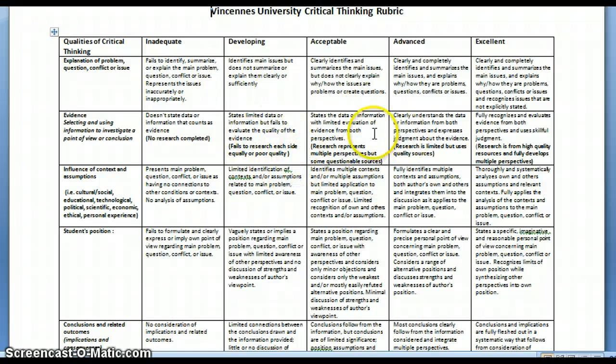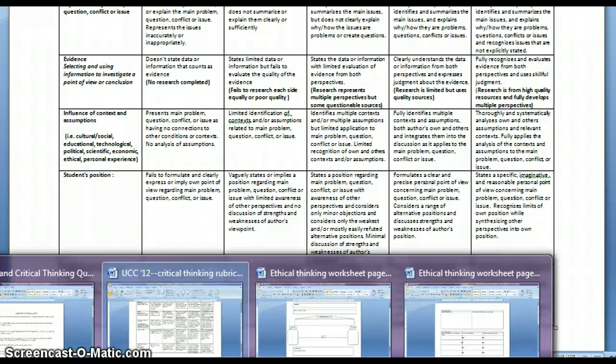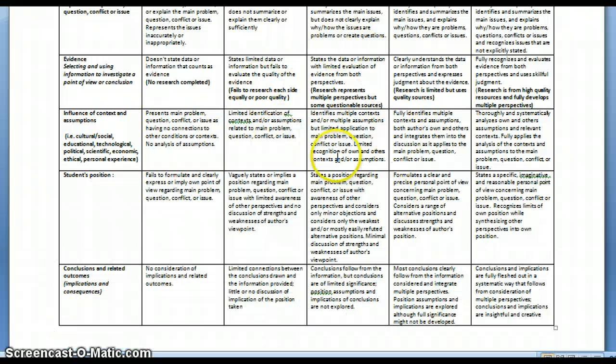Here we have evidence. Can you give the facts and evidence that support your viewpoint as well as supporting the opposing viewpoint? And then when you get down to conclusions and related outcomes, are you able to see the good and the bad of your viewpoint as well as opposing viewpoints? So seeing the strengths and weaknesses and the consequences, the good and bad of your viewpoint as well as the opposing viewpoint. So again, I'll be looking at your answers to these questions and combining different questions to go through the rubric.